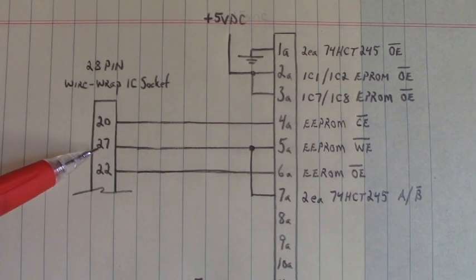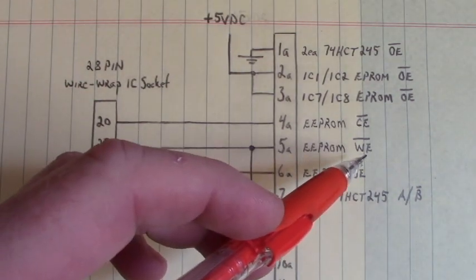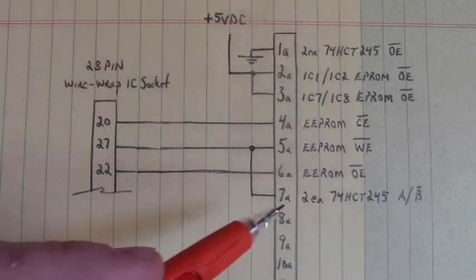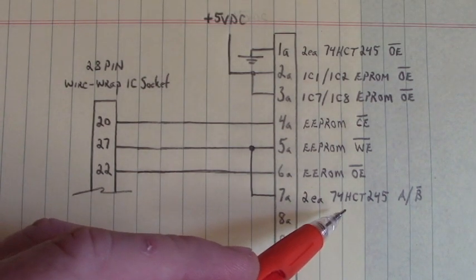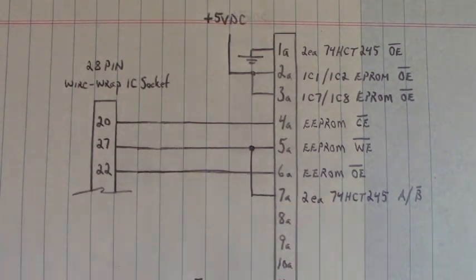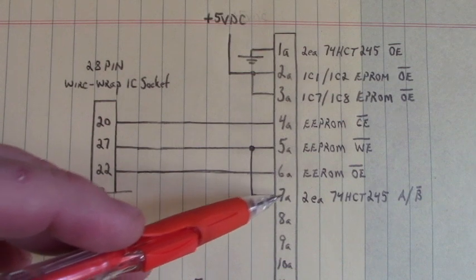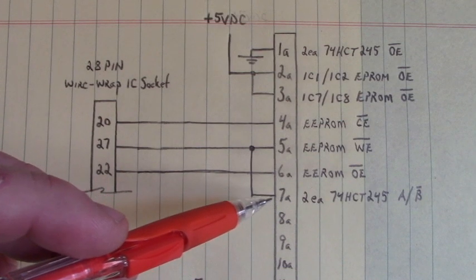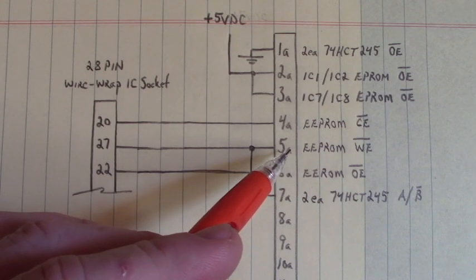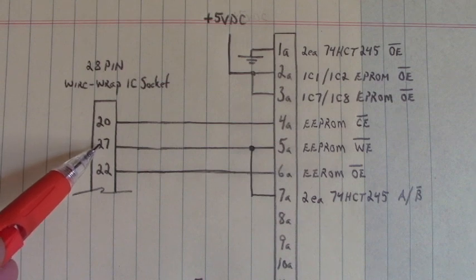Now 27, it's called write enable. That's simple enough. But it must also control the data direction of the 74HCT245. So I tied 7A to 5A and 5A to 27 of the wire wrap socket.